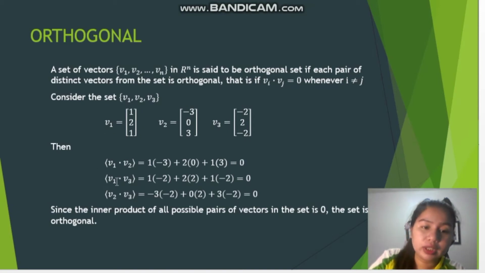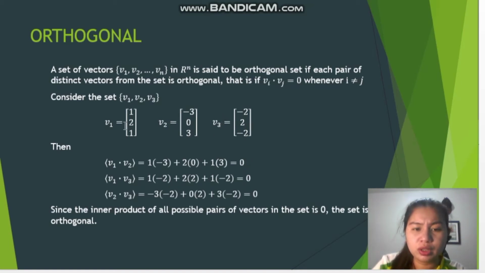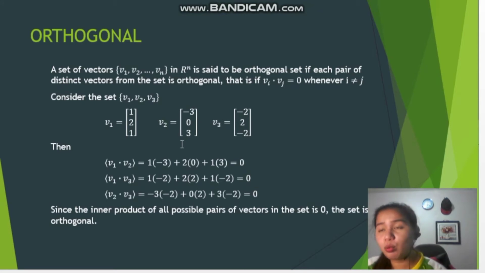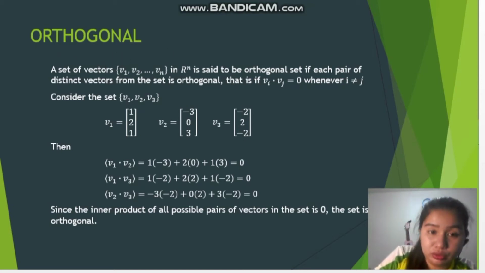So, let's try. For example, itong v sub 1 and v sub 2, the inner product is 1 times negative 3 plus 2 times 0 plus 1 times 3. So, the answer is 0. How about v sub 2 and v sub 3? Pag kinuha natin yung inner product, we have 1 times negative 2 and then 2 times 2, 1 times negative 2. So, 0 pa din. How about v sub 1 and v sub 3? Negative 3 times negative 2, 0 times 2, and then we have 3 times negative 2. So, kahit alin dyan ang pagparisin mo at nakuha mo ay 0, that is an orthogonal set of vectors. So, lagi lang natin tatandaan, si orthogonal, ang inner product ng dalawang or tatlong vectors is 0.